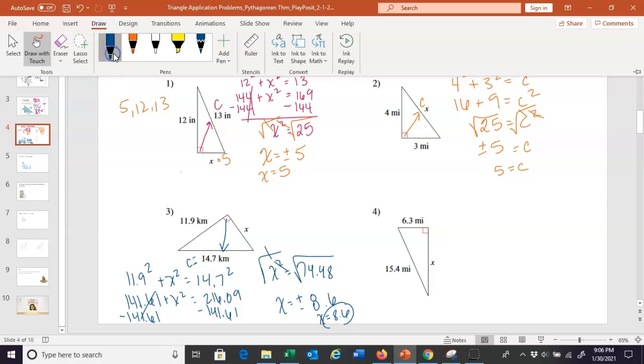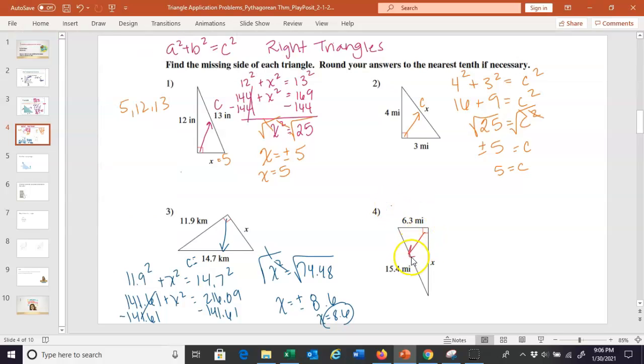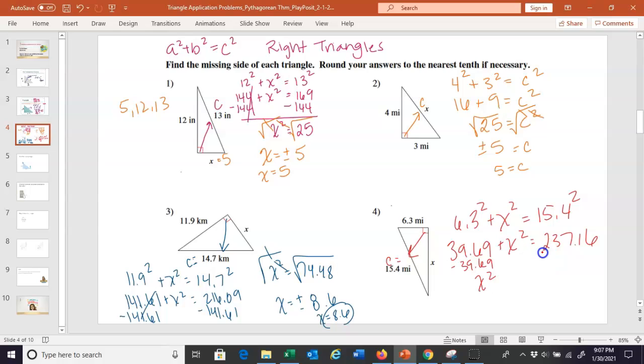All right, the last one on this slide. Here's our C value. So 6.3 squared plus x squared equals 15.4 squared. So your missing value can either be a side length or the hypotenuse. And it does kind of change a little bit on how you solve them, right? Depending on what's missing. And this is just some calculator work. 15.4 squared is 237.16. And I'll subtract 3969 from both sides.